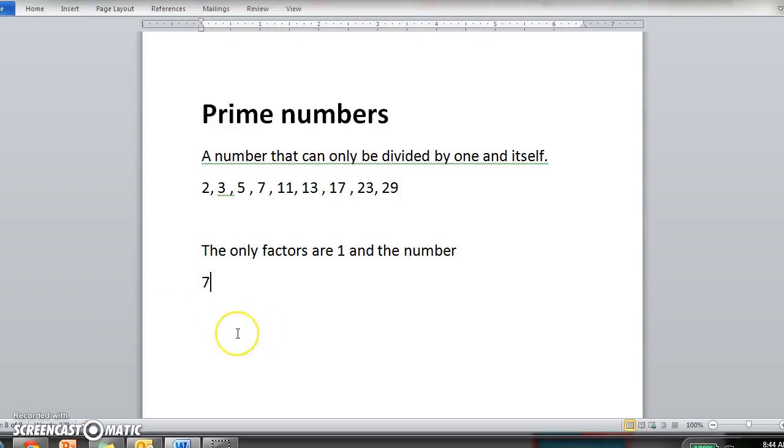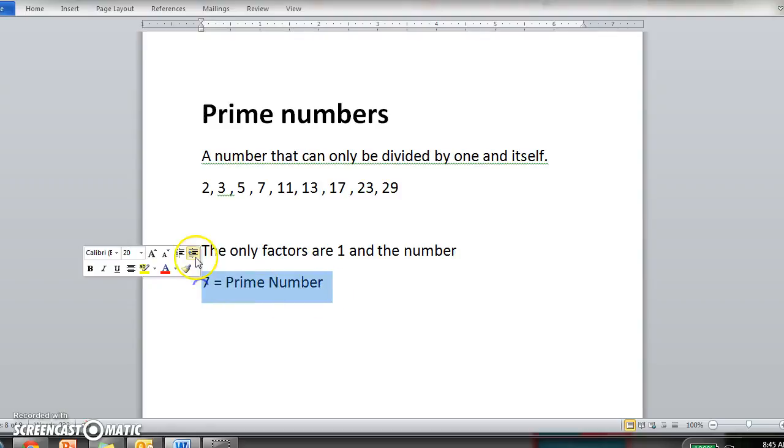Can 7 be a prime? Are there any numbers that could divide 7? 7 divided by 1 equals 7. 7 divided by 2 isn't a whole number. 7 divided by 3 is not a whole number. 7 divided by 4 is not a whole number. 7 divided by 5 is not a whole number. 7 divided by 6, nope. 7 divided by 7 is 1, so 7 is a prime number.